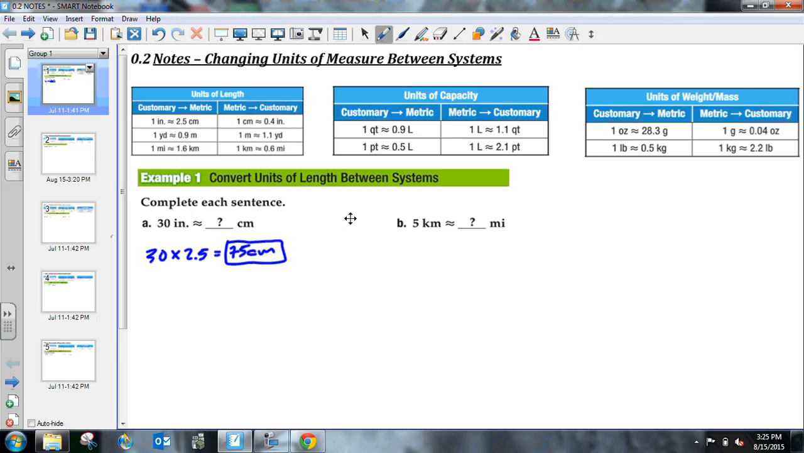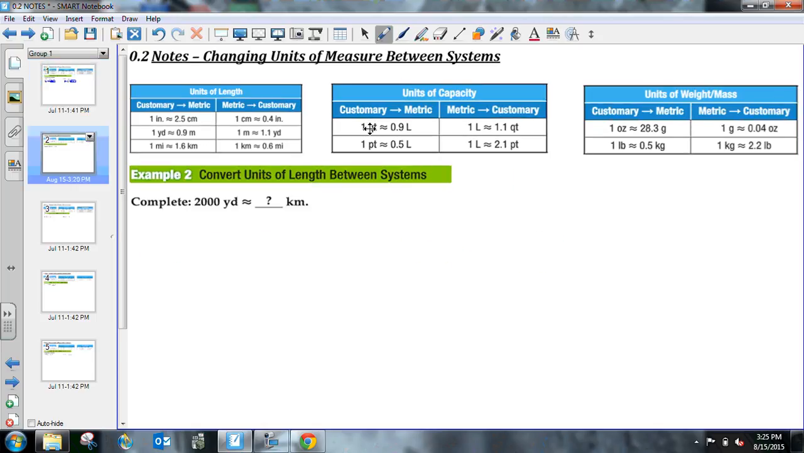Part B says, if I have 5 kilometers, how many miles is that? Now we're going from a metric unit to customary, so I want to look in this one. For every kilometer is about 0.6 miles. So I'm going to take 5 and multiply it by 0.6, and that's going to give me 3 miles. So I just want to look at my tables, figure out what I want to go to, and use multiplication.